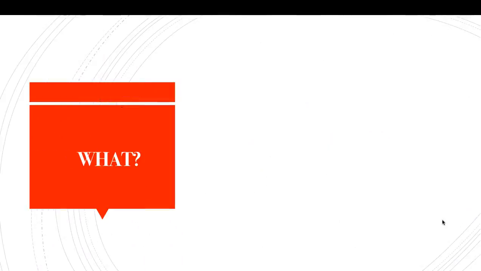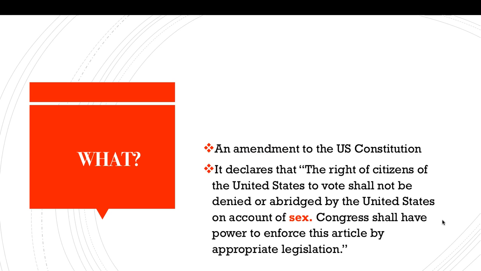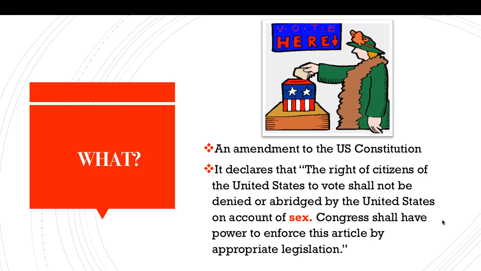So first, what is the 19th Amendment? It's an amendment to the Constitution, and it declares that the right of citizens of the United States to vote shall not be denied or abridged by the United States on account of sex. Congress shall have power to enforce this article by appropriate legislation. So, in a nutshell, women are granted the right to vote.